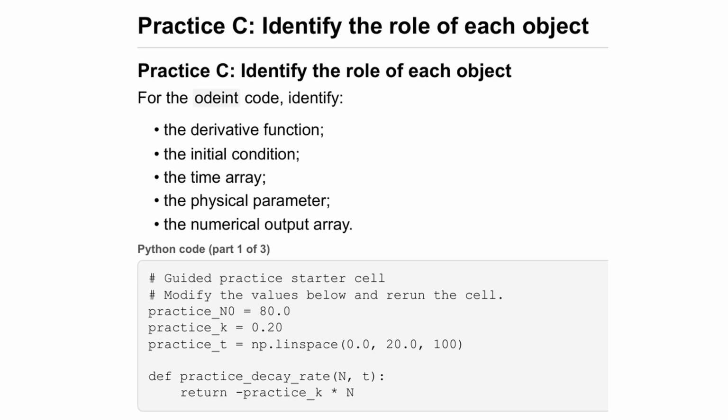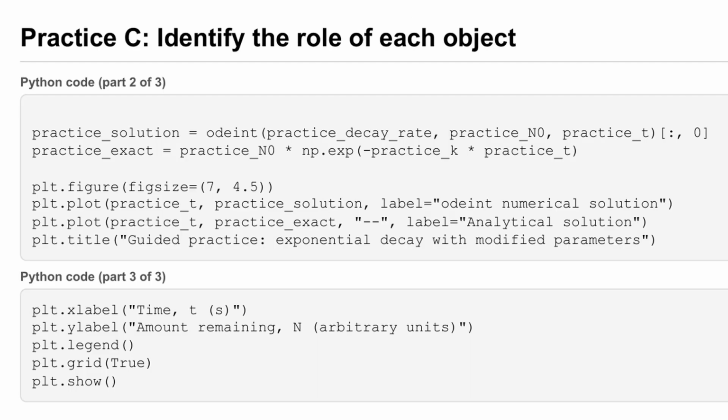For your final practice task, review the odeint code provided in this starter cell. Try to identify exactly which variables represent the physical parameters, the initial condition, and the numerical time array. This block simply plots the results of the practice cell.